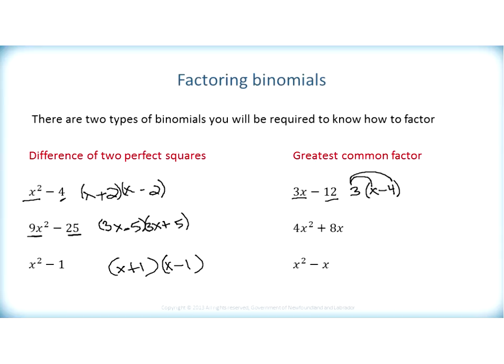So look at the next one. We have 4x squared plus 8x. So we have a common factor of 4x, x plus 2. We can verify that this is true because 4x times x is 4x squared, and 4x times 2 is 8x. Let's look at the next one. We have a binomial, x squared subtract x. Therefore, x would be the common factor. Left inside the bracket will be x subtract 1.